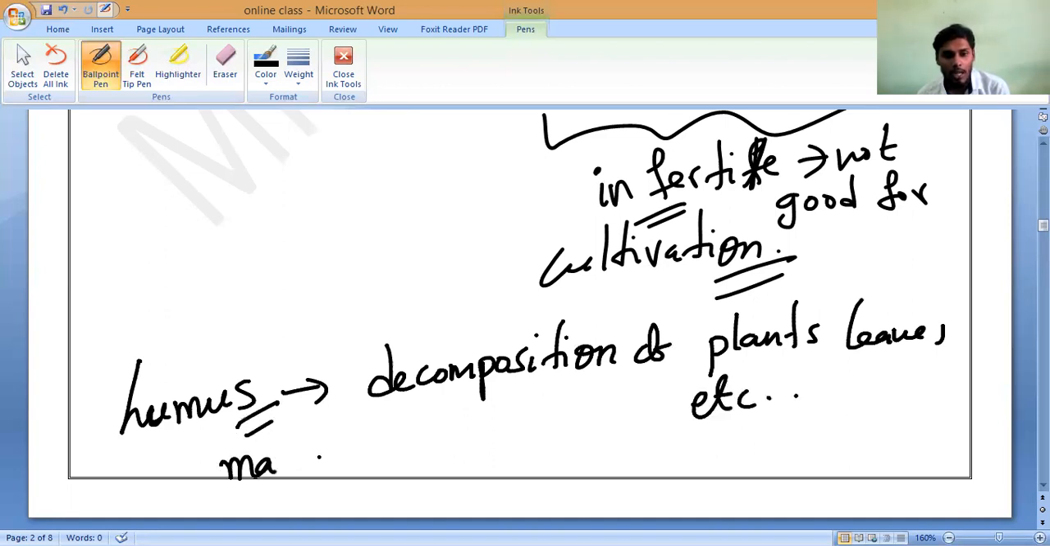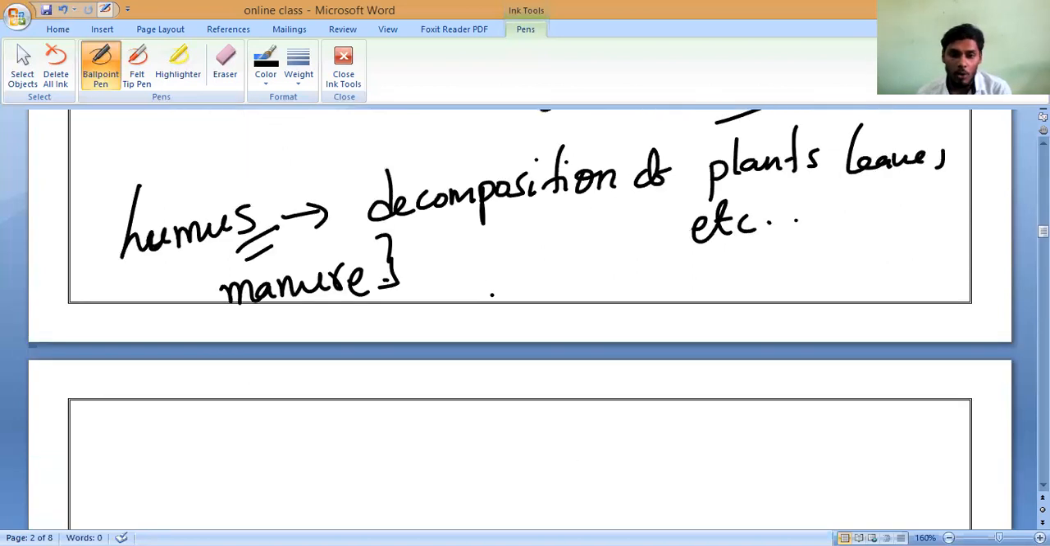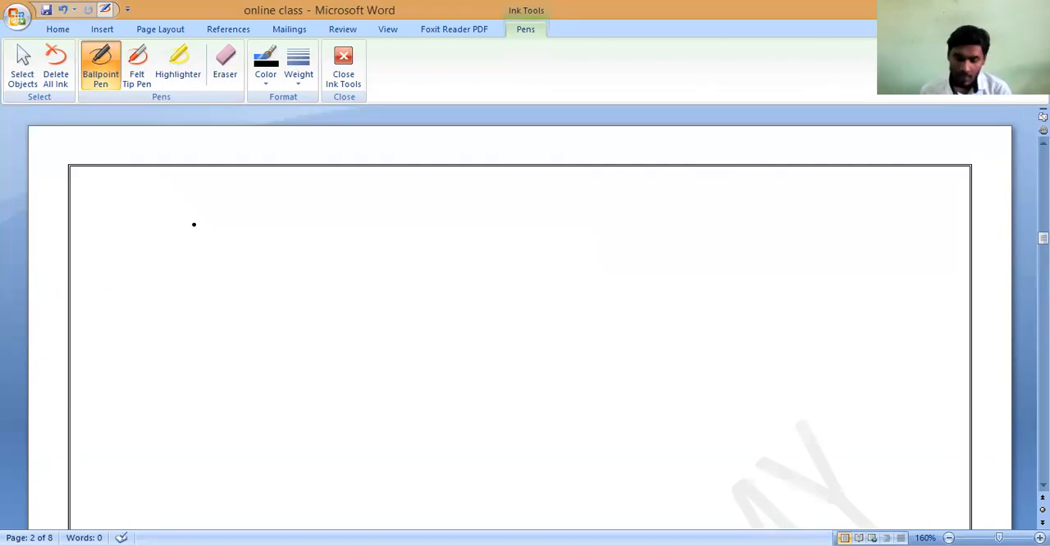And as well as manure. Do you know manure? Animal manure. So this will be present on the topsoil. This animal waste will be removed during soil erosion, so the land will become less fertile. What will happen? The land will become less fertile during soil erosion.